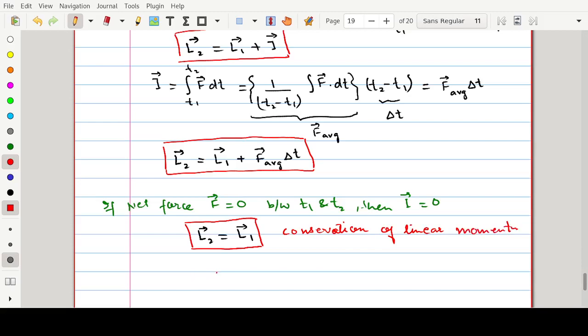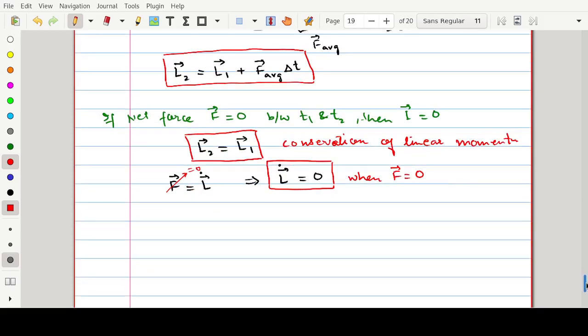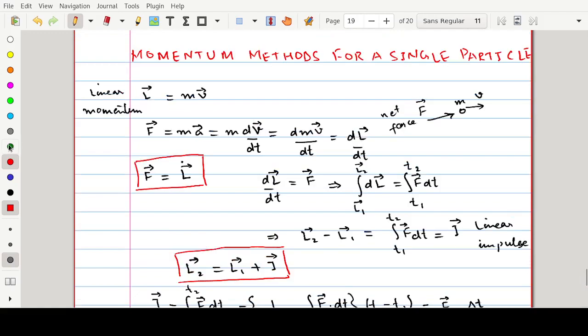It can also be written in this form, since you know that F is equal to L dot and F is going to be 0, conservation of linear momentum can also be written in this form: the time derivative of momentum is 0 when the net force F acting on the particle is 0. So this was for linear momentum.